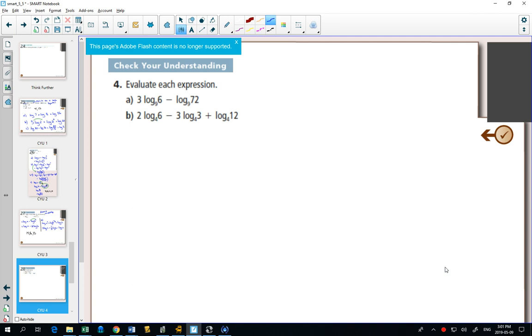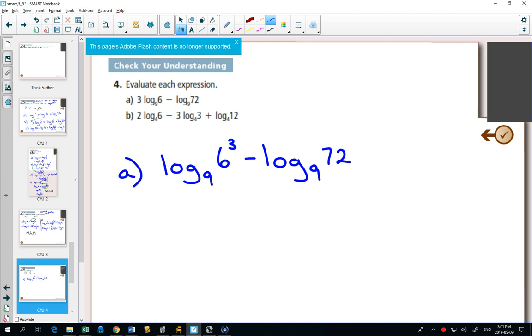We can't do 9 to what power is 72? Also not on our powers chart. But maybe if we combine this to be a single logarithm, some things might simplify and it might work out nicer. So first of all, if I try to combine this as a single logarithm, I can put the 3 in as an exponent. And then I have a log minus a log, and the bases are the same. So I can divide. Now, I know what 6 cubed is.